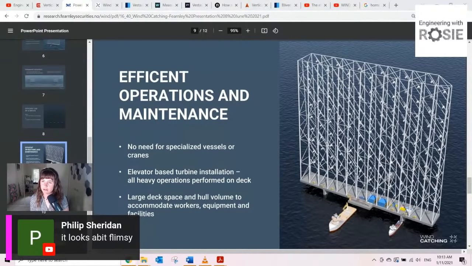Comment from Philip Sheridan: looks a bit flimsy. It looks like a computer simulation to me. It doesn't look like somebody went through and did structural calculations for that thing. It looks like they wanted to make a picture for investors, which, I mean, it's a reality that they need money. So I don't want to rip into them too much when they probably didn't have too much alternative. But yeah, it is a picture at this point.